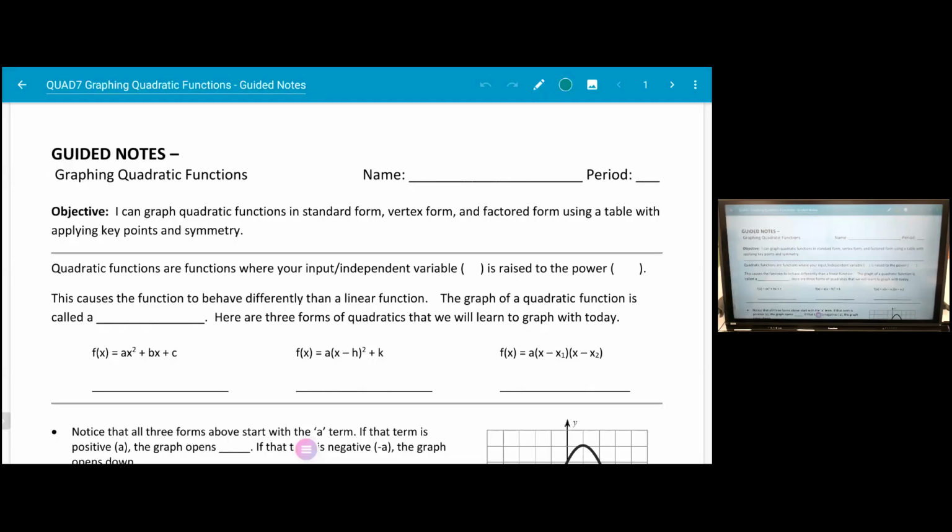Welcome back, Algebra 2. We got some stuff to take care of. What we're going to be taking care of today is what we're calling QUAD7. I mean, it's just about graphing quadratic functions, but we're going to go ahead and call it QUAD7, just so you got something to all relate to here.